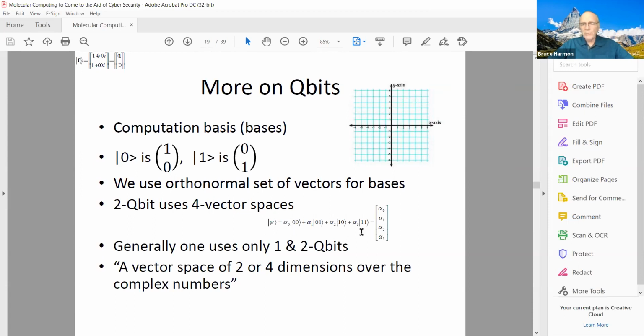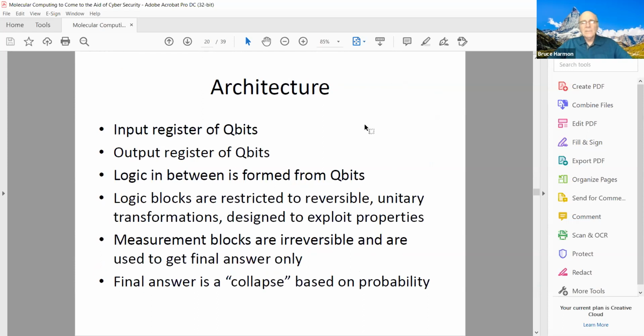Here's the notation I described to you before with a 2 qubit, where we have an alpha 0 through an alpha 3, based on the probability of a 0-0 or 0-1 or 1-0 or 1-1 on 2 bits of qubit. So as I said, the input register will be the qubits coming in one after another based on a clock. And the output register then is what you're going to measure, but they arrive at the output as qubits, and then they are measured to become C-bits. And everything in between is a bunch of qubits.